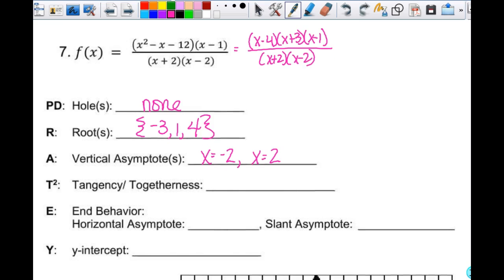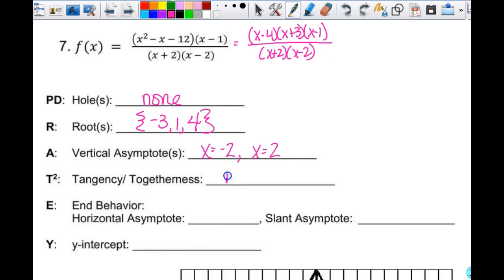Do I have any tangency or togetherness? No. Do I have a horizontal asymptote? What's the degree of the numerator? 3, and the degree of the denominator is 2, so there is none. That means I have a slant asymptote.